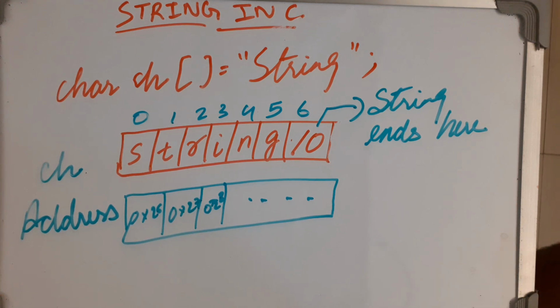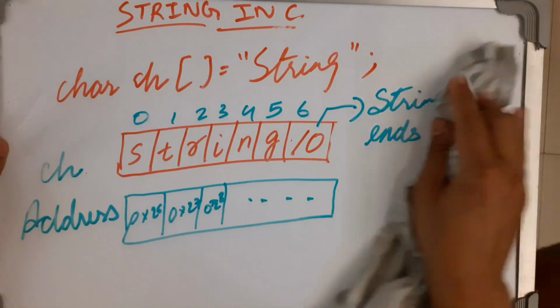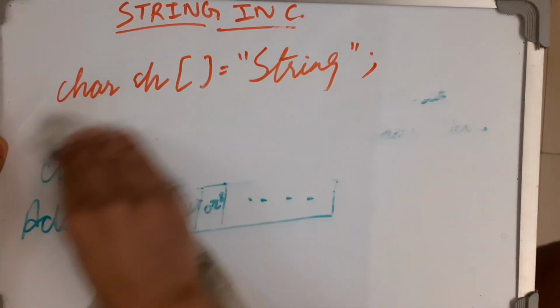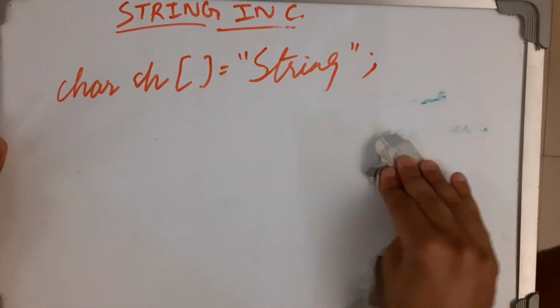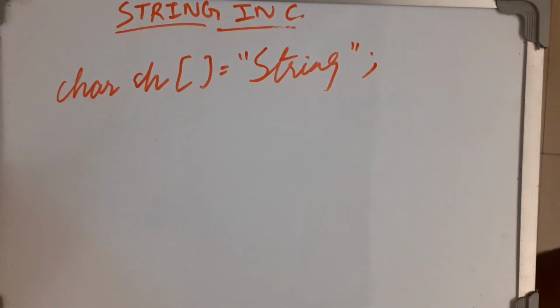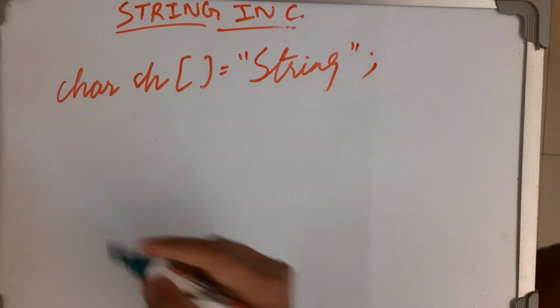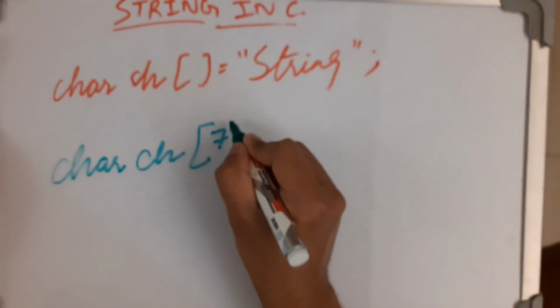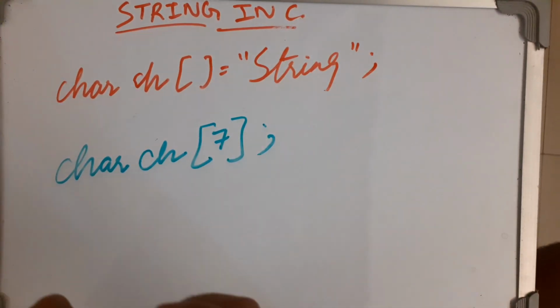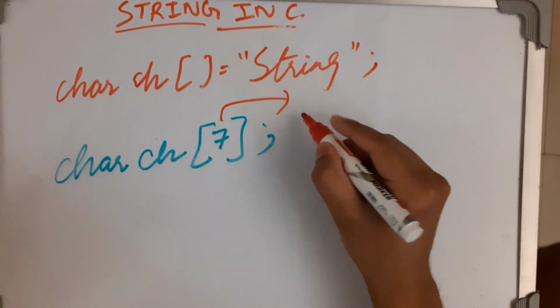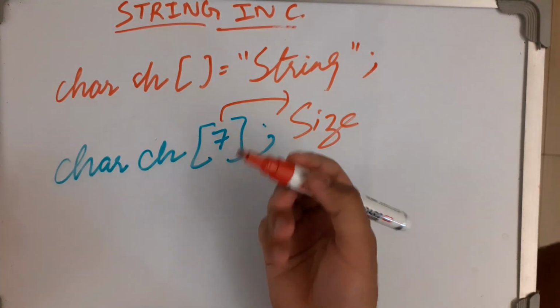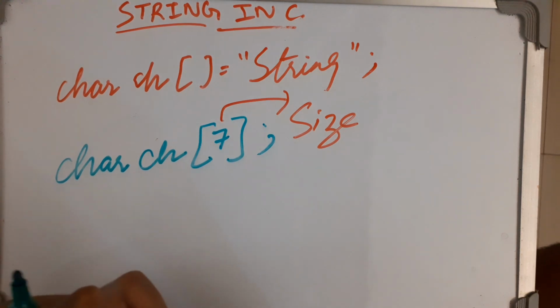Now you know how to declare a string with a value and how the memory looks. Now I will tell you about declaration. This is when you are assigning a value. Now you have to declare a string only. So you have to write char ch and size. This one is size, the number of characters.